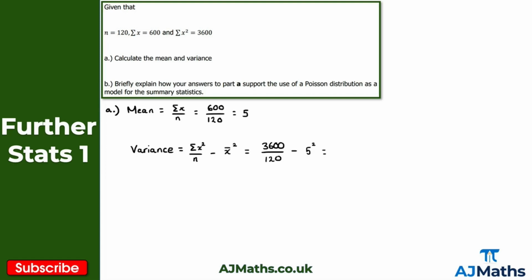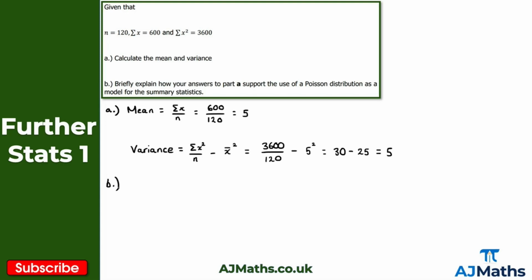So 3600 divided by 120, that would simply give me 30 there. I get 30 minus 5 squared. Well, 5 squared, 5 times 5, that gives me 25. I've got 30 minus 25 here. And 30 minus 25 simply gives us 5. Okay. We found the mean, that's 5. We've also found the variance, which again is also 5. So that's the solution to part A.